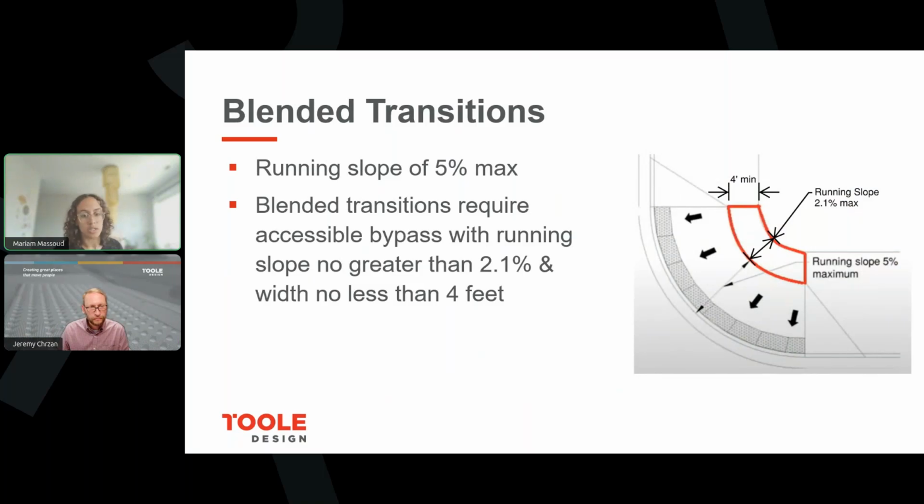And so this area is subject to the same pedestrian access route requirements covered in PROWAG. So maximum 2.1% cross slope for the pedestrians walking that way. It is parallel to the blended transition slope. And then a minimum 4-foot width.